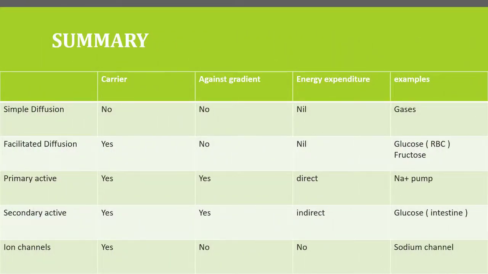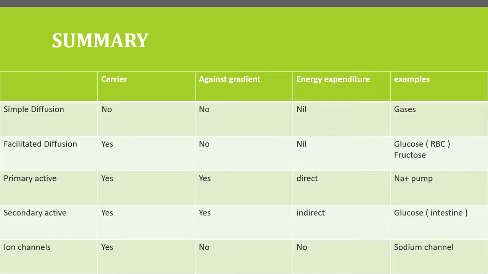So let's summarize. In simple diffusion, there is no carrier protein, it is towards the concentration gradient, there is no energy expenditure, and the examples are gaseous transfer across the membrane. The next is facilitated diffusion. Here there is a carrier protein, however there is no movement against the concentration gradient and there is no energy expenditure. The example includes fructose and glucose transfer.